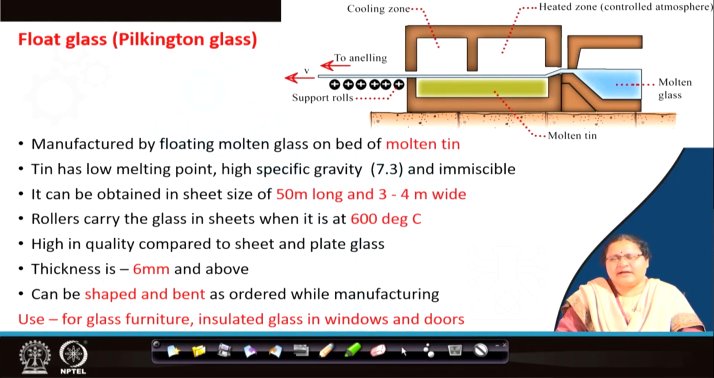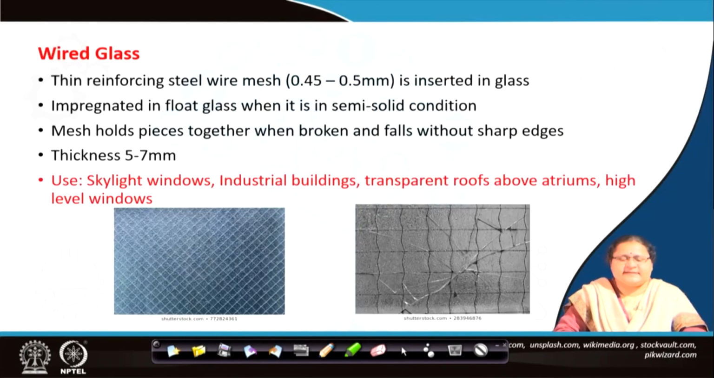So, this float glass is quite rigid, they can take load to some extent and they are better than both sheet glass and plate glass. Let us see another kind of glass which is called wired glass.